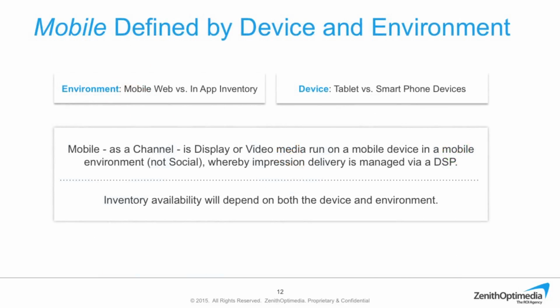Before we can plan for mobile programmatic campaigns, we have to define mobile. Mobile is defined by both a device and an environment. The environment relates to the mobile web versus in-app inventory. The device has to do with tablet versus smartphones. As a channel, mobile is display or video media that's run on a mobile device in a mobile environment, and the media is actually purchased via a DSP. The inventory available will depend on both the device and the environment. So let's keep that in mind when we move forward and think about planning for programmatic.